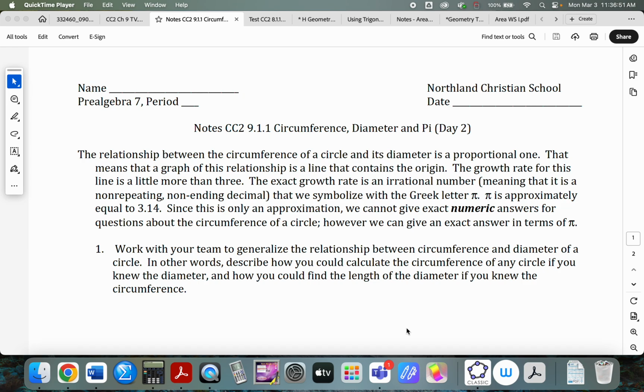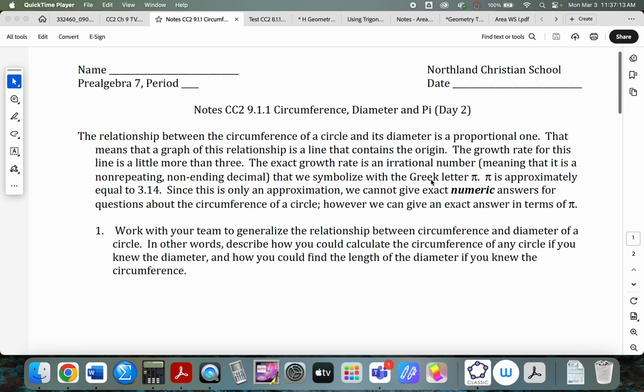So we talked about this last week. The relationship between the circumference of a circle and its diameter is a proportional relationship. Remember we drew the line, it went through the origin, and it was basically linear, even though it wasn't perfect because we were having to round some things off. That means that a graph of this relationship is a line that contains the origin. Again, that's what we did last week. The growth rate for this line is a little more than 3.